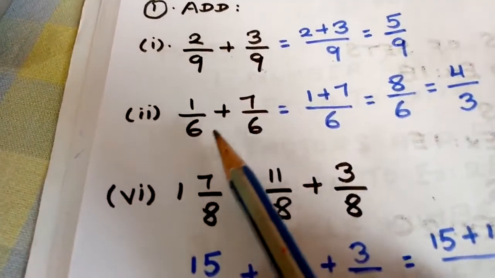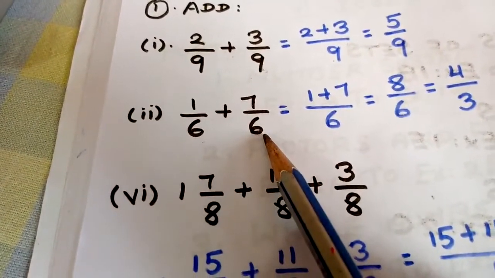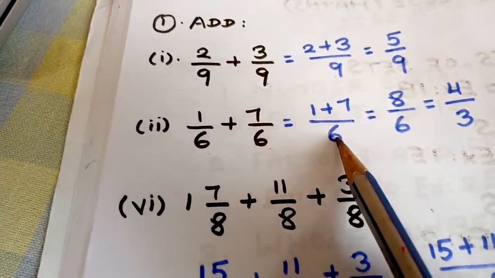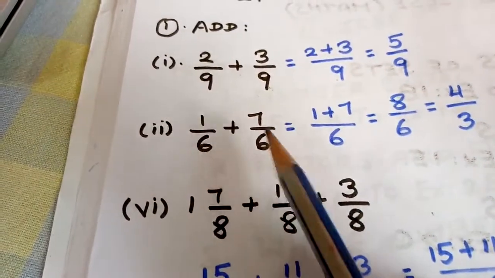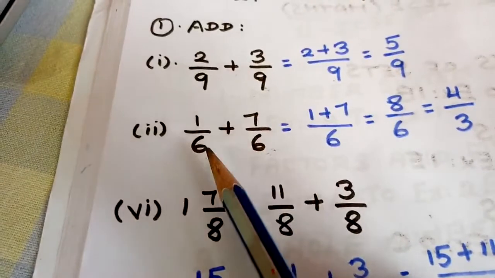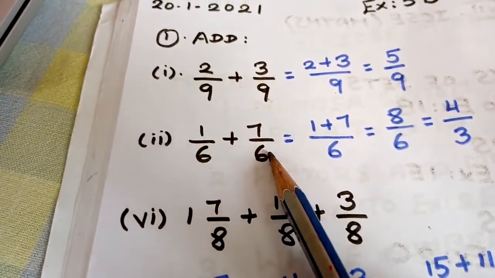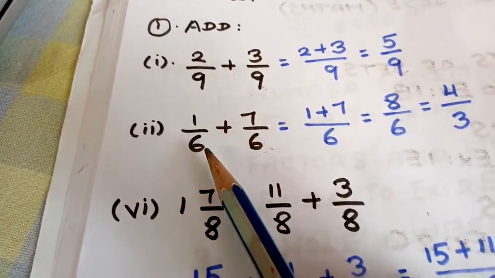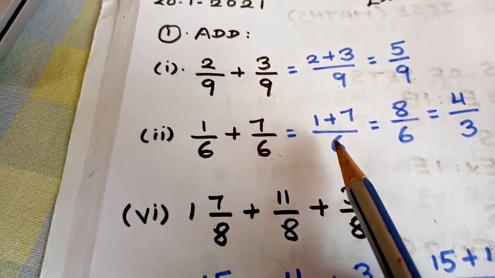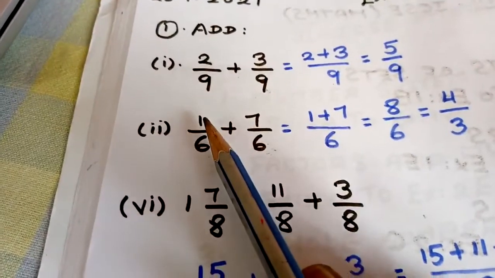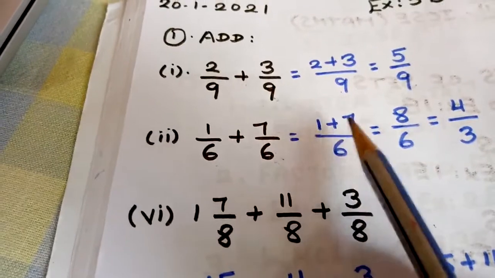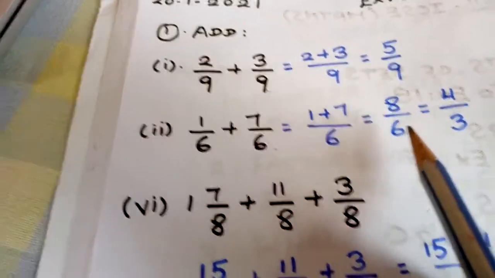Next question, first you are going to check the denominator part. The denominator is the same, so write the denominator one time. You have two fractions here, students. While checking the denominator of the two fractions, it is the same, so you are going to write that number one time. That is 6. After writing, you are going to add the numerator, that is 1 plus 7. So 1 plus 7, you are going to get the answer as 8 by 6.